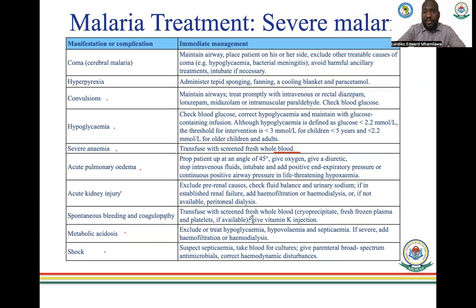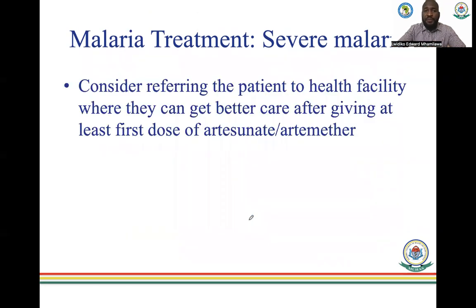Also look into other issues related to shock and metabolic acidosis. And consider referring patients to health facilities where they can get better care after giving at least the first dose of artesunate, if you're in a remote place where patients cannot get the kind of care that I've just previously described to you. There's a protocol around pre-referral care where you have to make sure the patient gets at least one dose, because sometimes it might take time before they get to the referral facility, and they get the fever at least managed.